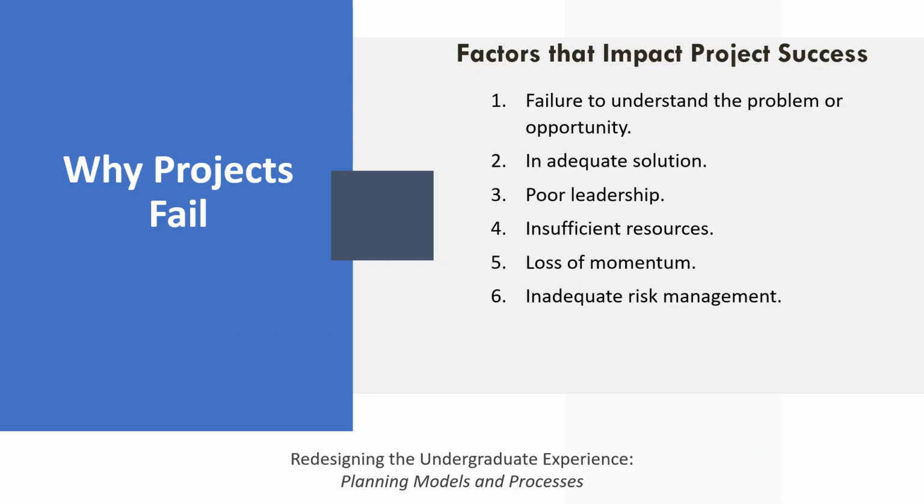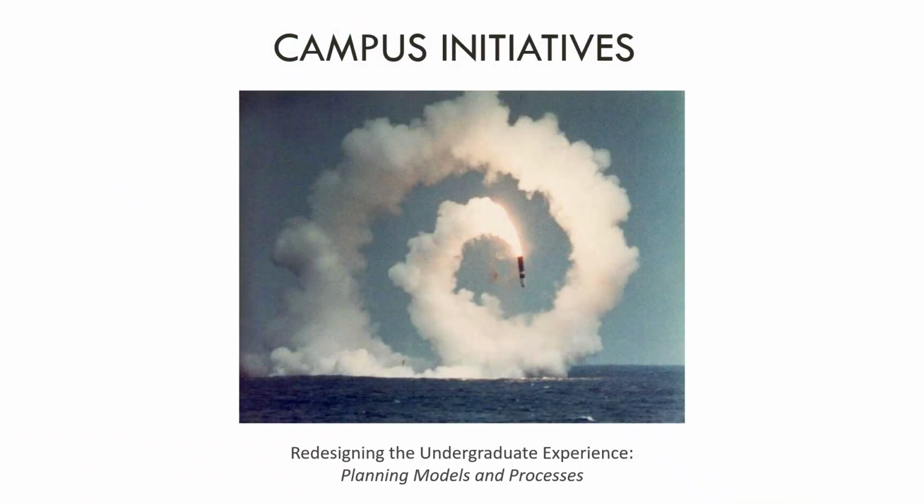There are a variety of reasons a campus initiative may fail, including failing to understand the problem or opportunity, inadequate solution, poor leadership, insufficient resources, loss of momentum, and inadequate risk management. This series explored how campus leaders can utilize and apply planning models and processes to mitigate the risks associated with implementing ineffective or poorly executed campus initiatives.